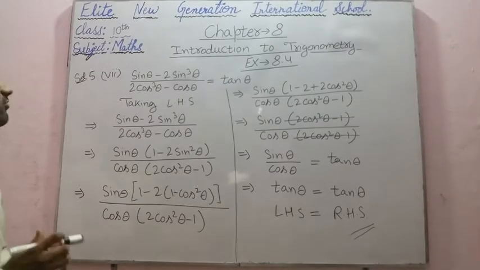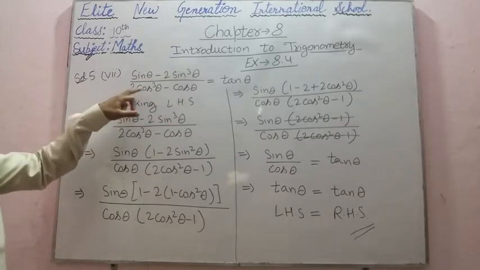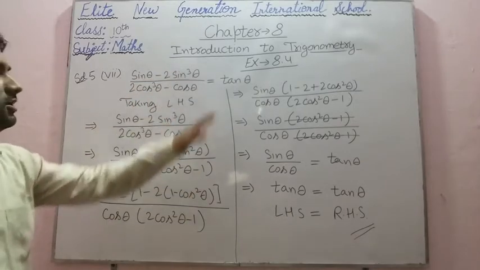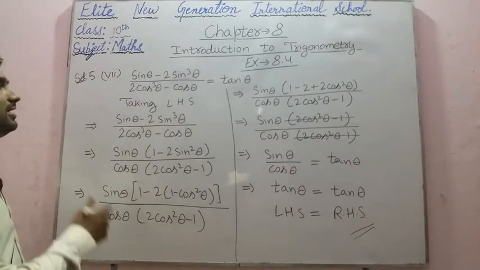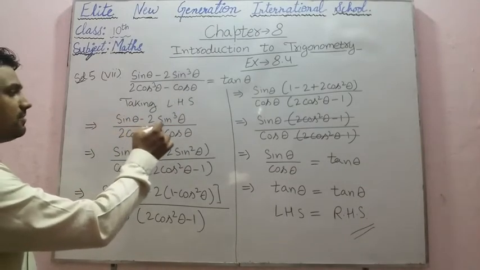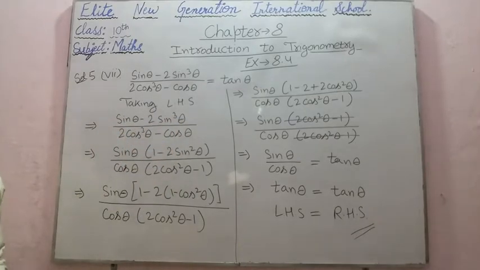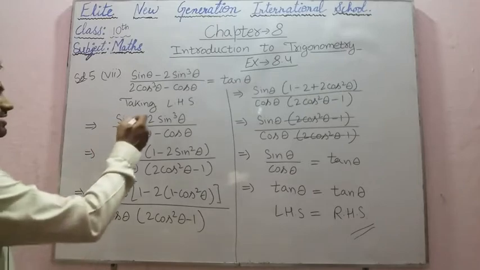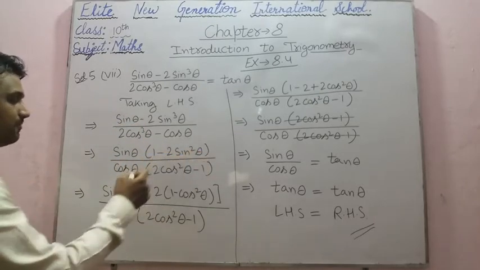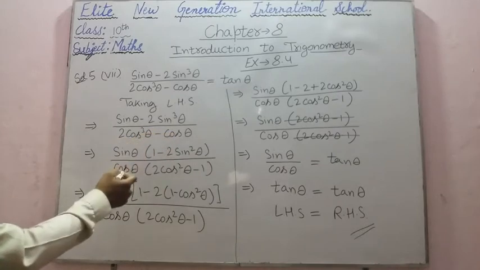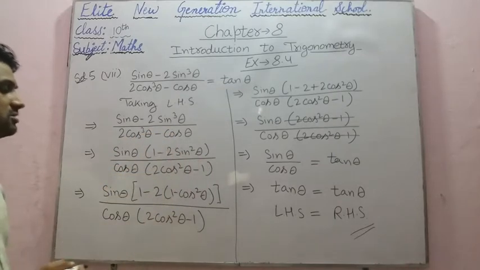So in the next question we have to prove (sin theta minus 2 sin cube theta) upon (2 cos cube theta minus cos theta) equal to tan theta. So here also we will take the left hand side. In the left hand side we have given sin theta minus 2 sin cube theta upon 2 cos cube theta minus cos theta. So here we can take sin theta common. So it will be (1 minus 2 sin square theta) upon, from the denominator we will take cos theta common, so it will be (2 cos square theta minus 1).